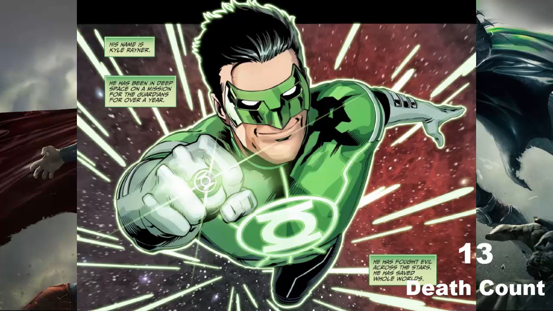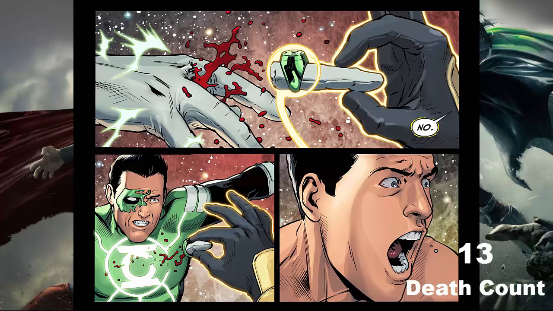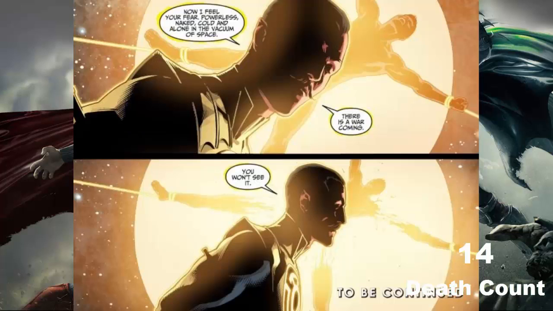Sinestro tells Kyle that there's a war coming to Earth, and he sees future allies there, of course being Superman and the Justice League. He tells him he doesn't want him getting in the way though, so he cuts off Kyle's ring finger, making him lose his suit, and also making him lose the ability to breathe in space. To make sure he dies though, the other members of the Corps rip off his limbs.